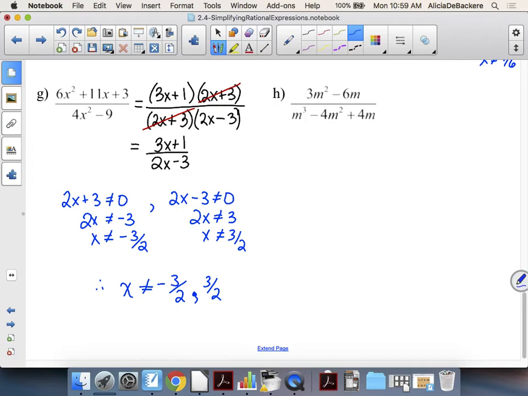All right, on to our last example. Looking at the numerator, I notice that there's a common factor. So there's a common factor of 3m. I'm going to take that out. And then taking a look at the denominator, I also notice that there's a common factor of m. So I'm going to pull that out front.